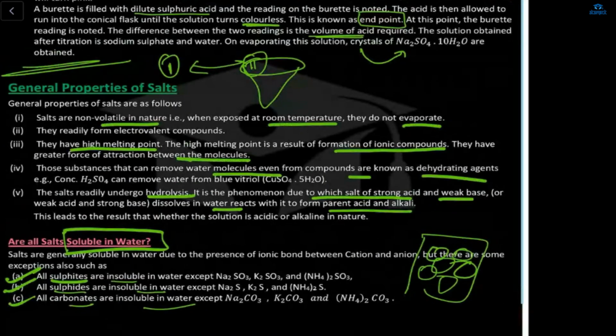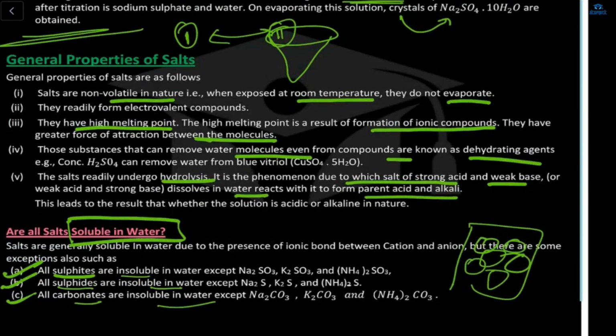Okay. And salts undergo hydrolysis. And are all salts soluble in water? Yes, all the salts are soluble in water except sulfide and carbonate. These three salts are insoluble in water. And also you have to write the examples. What are sulfide salts? So Na2SO3, K2SO3, (NH4)2SO3. These are sulfide salts which are insoluble in water.